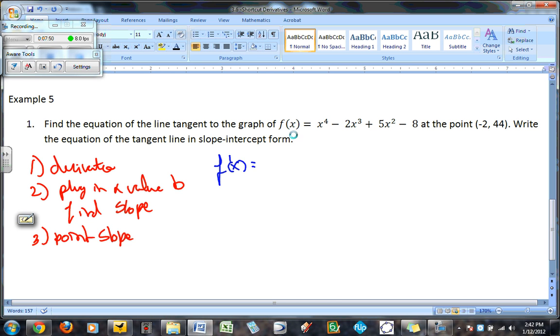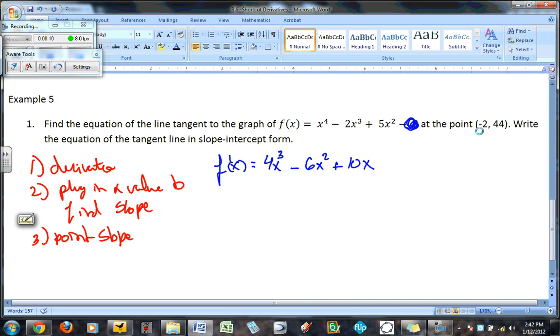Again, we got to bring this 4 down, subtract the power by 1, so 4x cubed. Minus, bring the 3 down. 3 times 2 is 6. Subtract the power by 1. Bring my 2 down. 2 times 5 is 10. Subtract the power by 1. And we know that the derivative of a constant is 0.